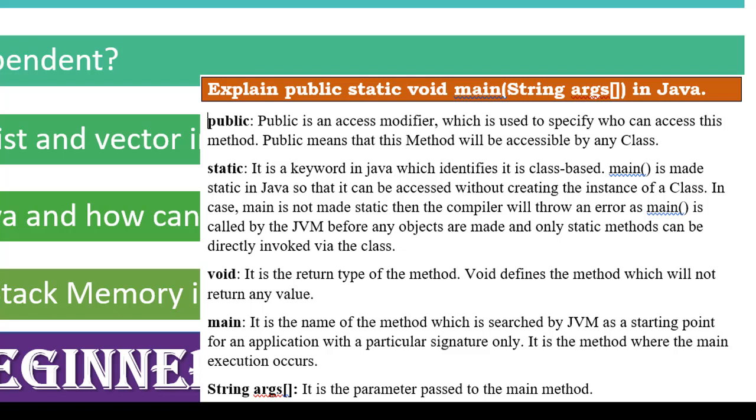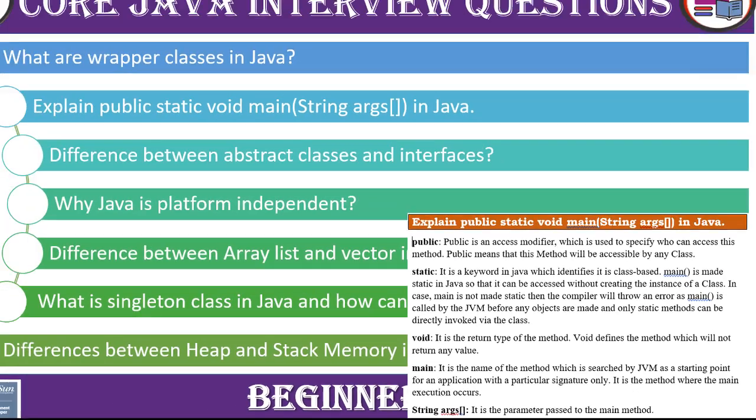Main method is searched by JVM as a starting point for an application with a particular signature only, because this is the method where the main execution occurs. String arguments is the parameter passed to the main method.